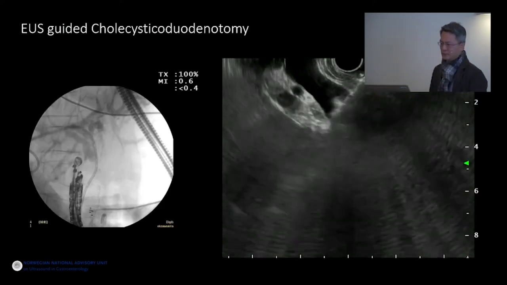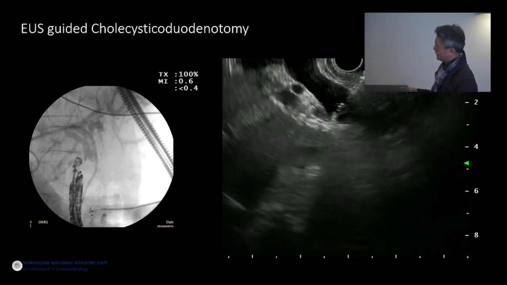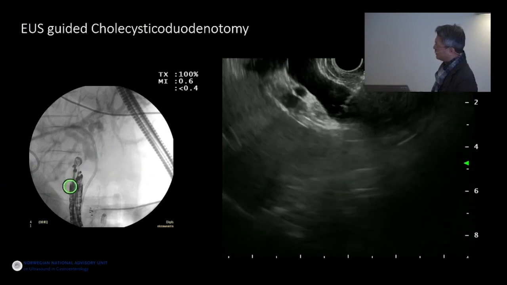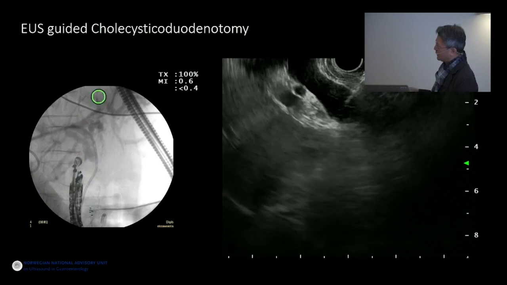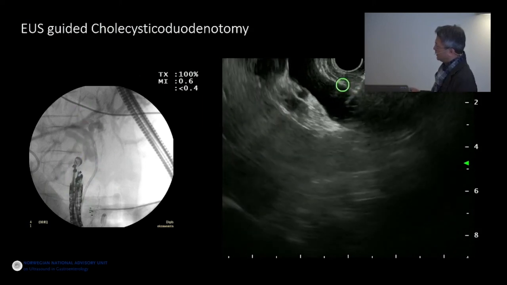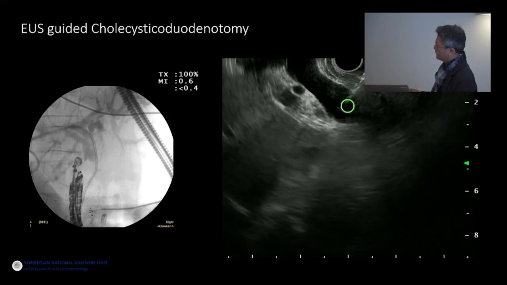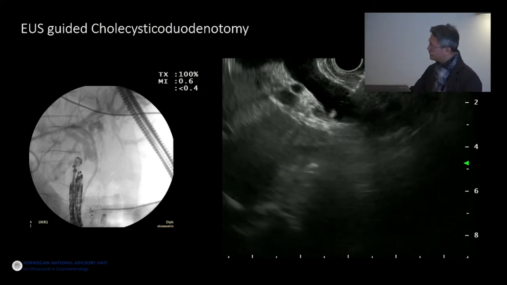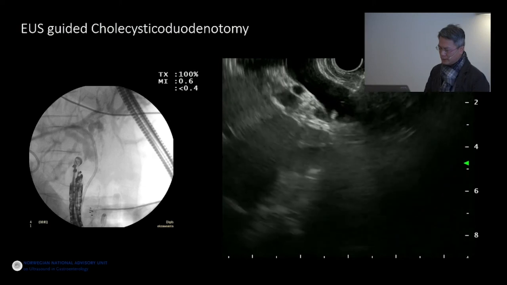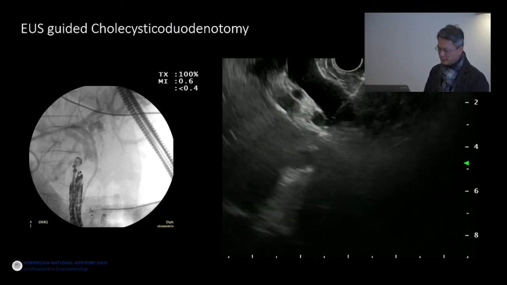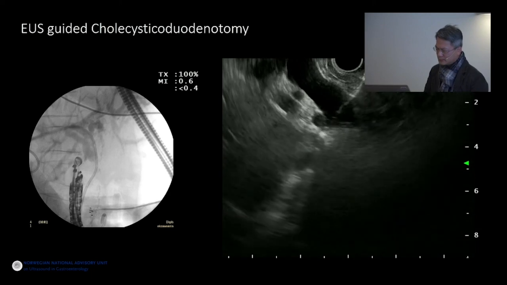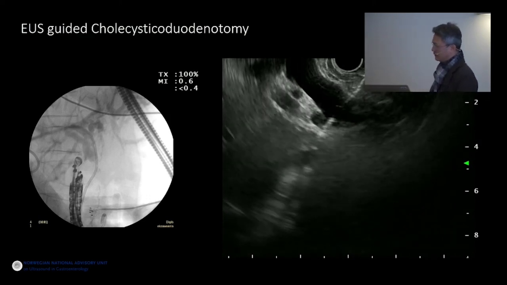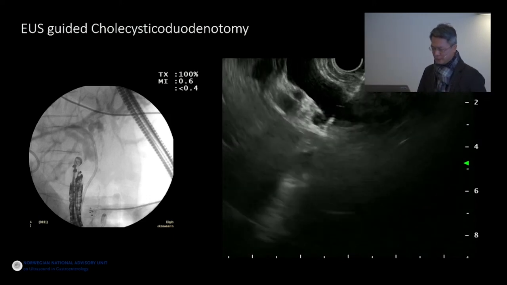Another procedure to drain the bile duct is, for example, here we had a tumor, a metastatic breast cancer, obstructing the distal common bile duct. So we could have done a hepaticogastrostomy, but in this case we just used a lumen-apposing metallic stent, which has a direct introducer. You just burn the whole stent into the common bile duct, and then you release this lumen-apposing metallic stent, and you have a direct anastomosis to the common bile duct.